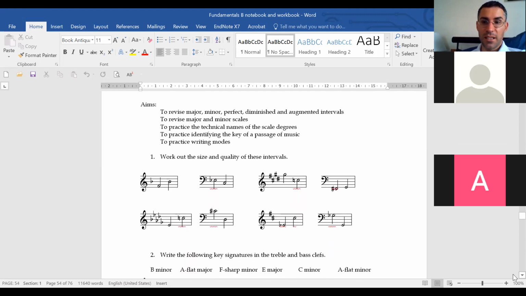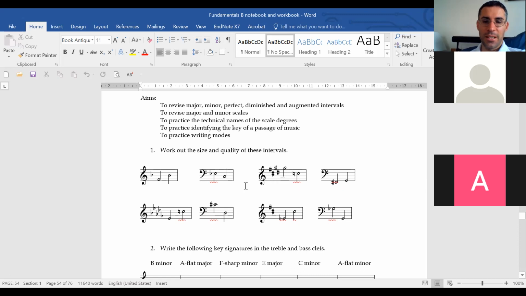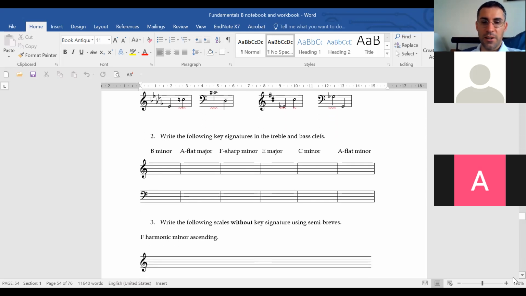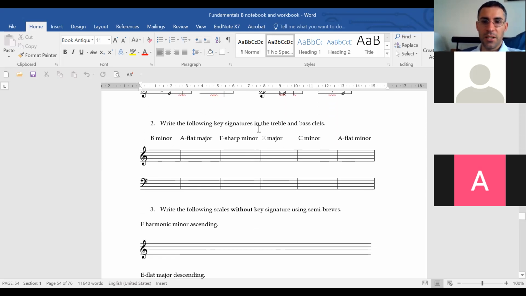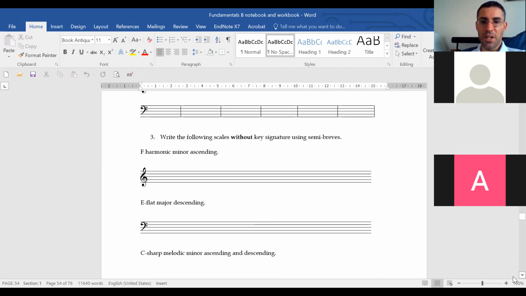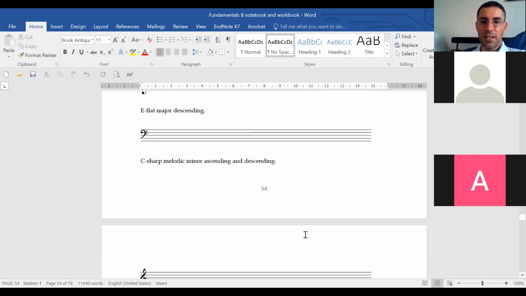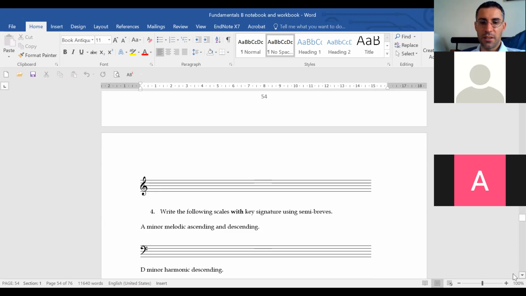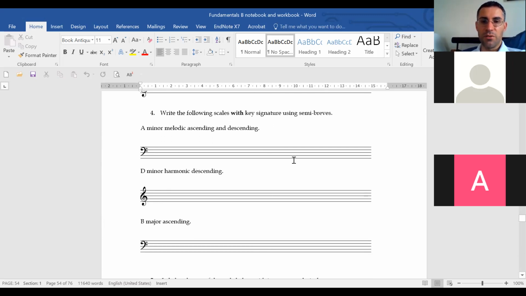And we're revising intervals. Okay, you know how to work out intervals. So there they are. We've got key signatures, minor and major key signatures, and we're writing out scales. F harmonic minor, E flat major, C sharp melodic minor, ascending and descending. That's with the 6th and the 7th. And then these ones you're writing with the key signature. A minor melodic, D harmonic, B major ascending.